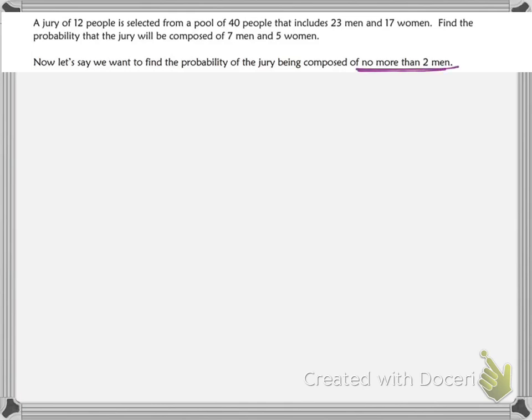Well, no more than 2 means it could be that number or it could be less than that. So outcomes that would be good here are 0 men, 1 man, or 2 men. But with each of those possibilities, we need to be thinking about, well, if there's 0 men, how many women are there? If there's 1 man, how many women are there, etc. And it's usually helpful in these, at least at the beginning, to kind of write out in words what your possibilities are. So, we could have 0 men and 12 women, since we need 12 people on the jury.